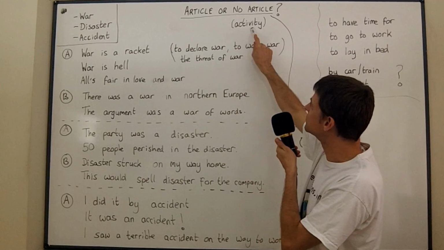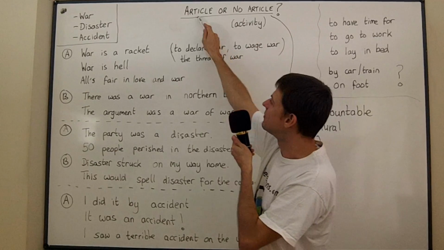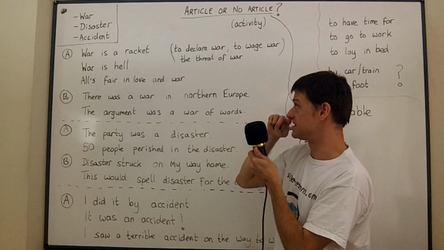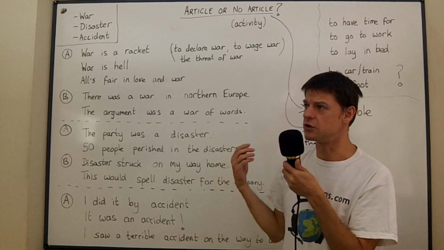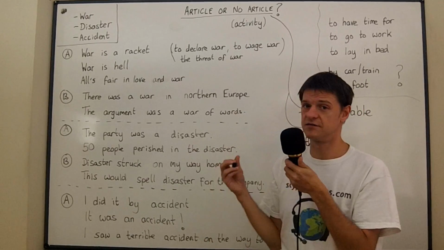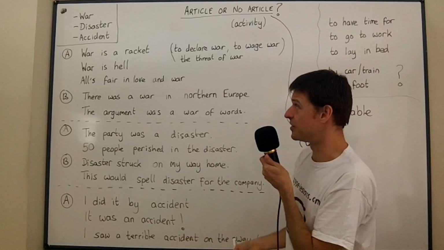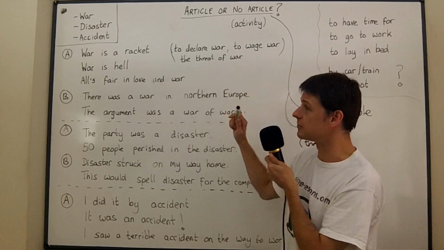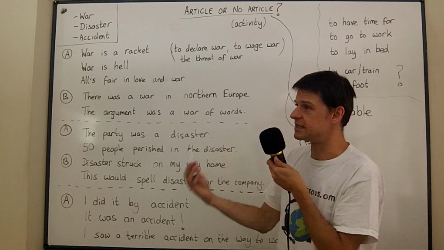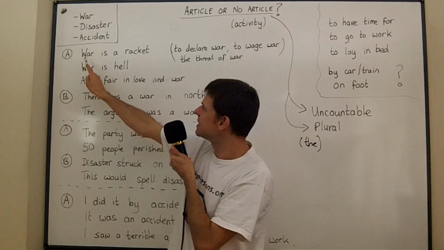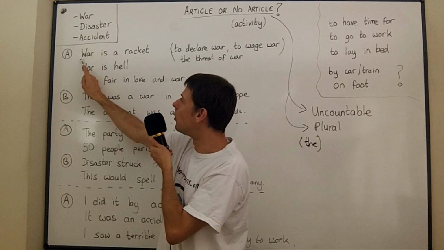Uncountable usually refers to the activity rather than a singular instance, and I'll explain that in a moment. But if you're really unsure, you can check in any good advanced learner's dictionary, and you'll see that loads of words are actually uncountable and countable at the same time. It depends what meaning you want to give the word. So let's take some examples of uncountable war.